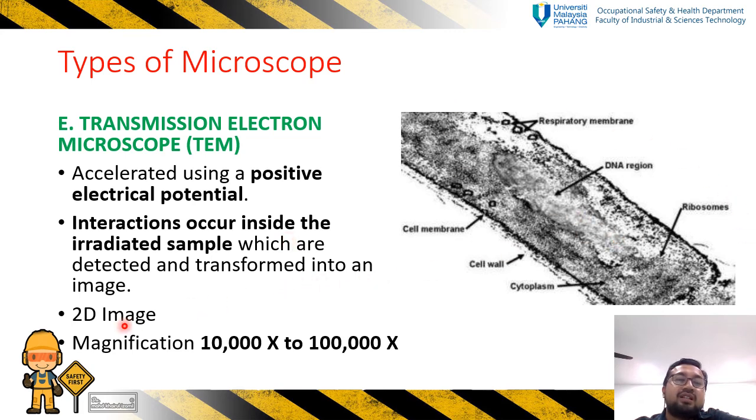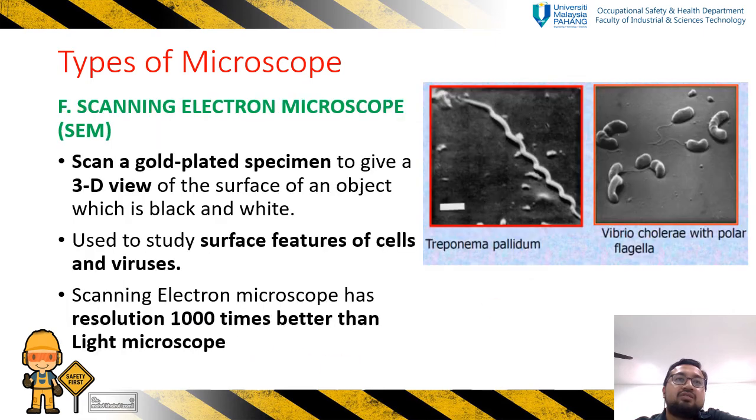Benda tu lah yang akan menghasilkan image. Tapi image ni adalah 2D image. And magnification tu 10,000 to 100,000 times. Okay, untuk transmission electron microscope.